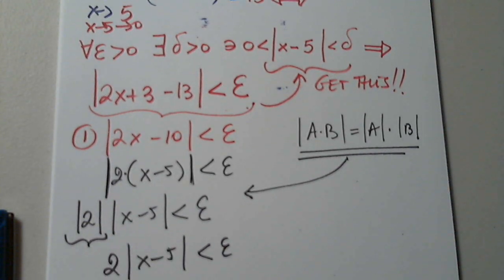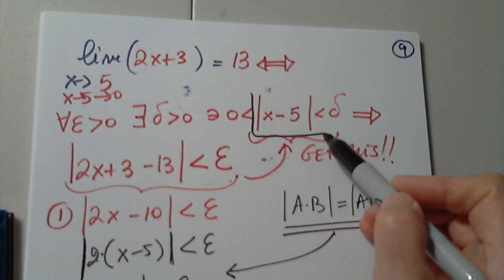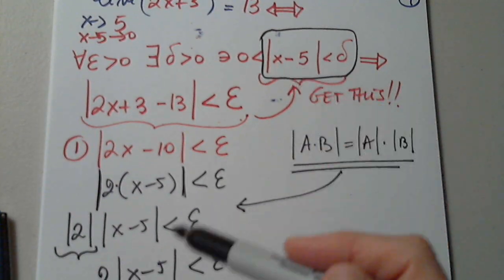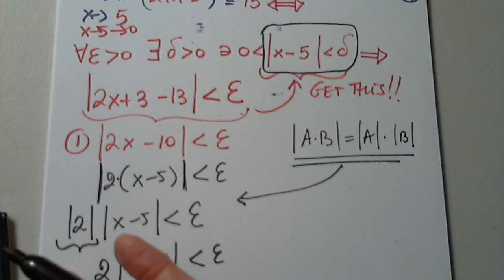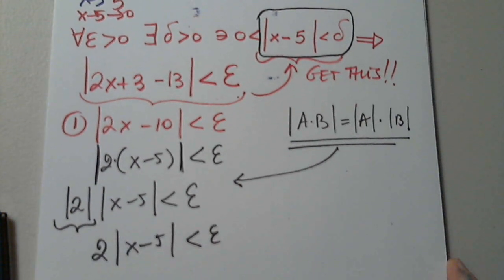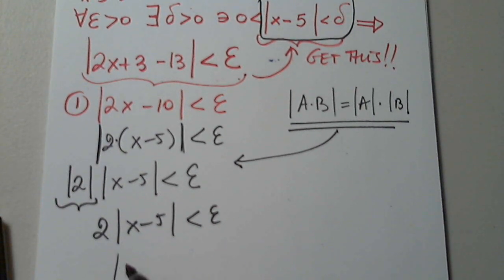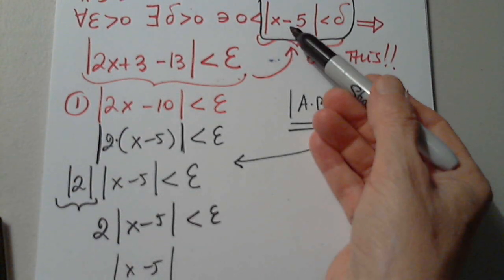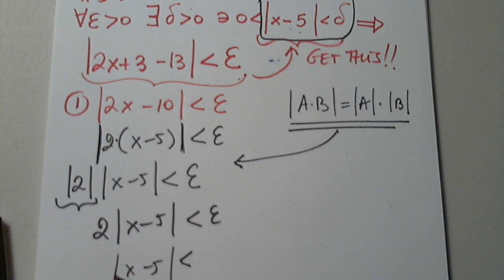And finally, remember, this is what I'm after. This is what I want. I have to have the absolute value of x minus 5 on the left. What should I do to both sides to get x minus 5 in absolute value on the left-hand side so I can compare? Less than, what do I do to both sides? Divide both sides by 2.